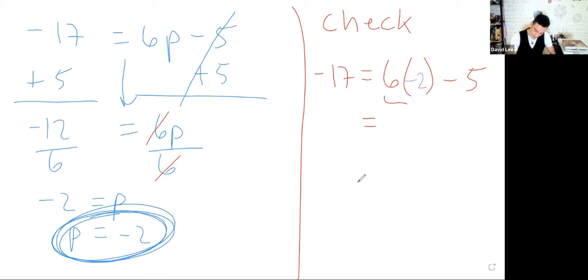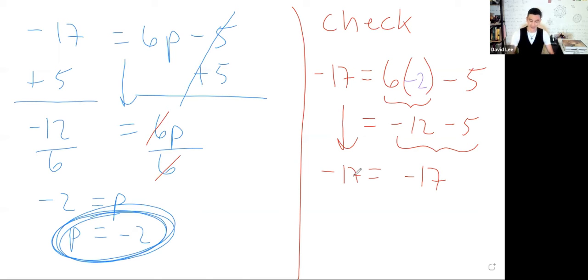So what happens between 6 times negative 2, that's negative 12. And then just drop the negative 5. And if you add those numbers, you add them, but you keep it negative. And so notice that we get a statement that is true. So this number can fall down. And notice that, hey, negative 17 equals negative 17. That is a true statement. And so that's how you check your answer. Just put a little check mark.